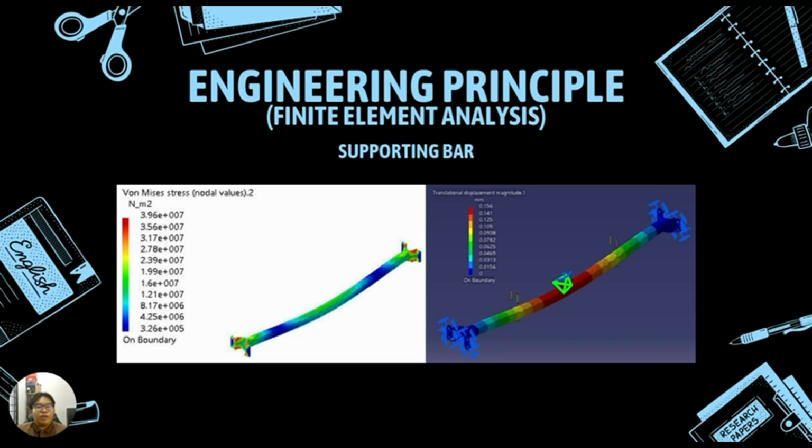Next is the supporting bar, which braces the frame under load. Under the same 900 Newton load, stress concentrations appear at the center. The peak stress recorded is 39.6 megapascal. While higher than the frame, it maintains a robust factor of safety of 6.3. The maximum translational displacement is 0.156 millimeters, which is well within acceptable engineering tolerance for this material.